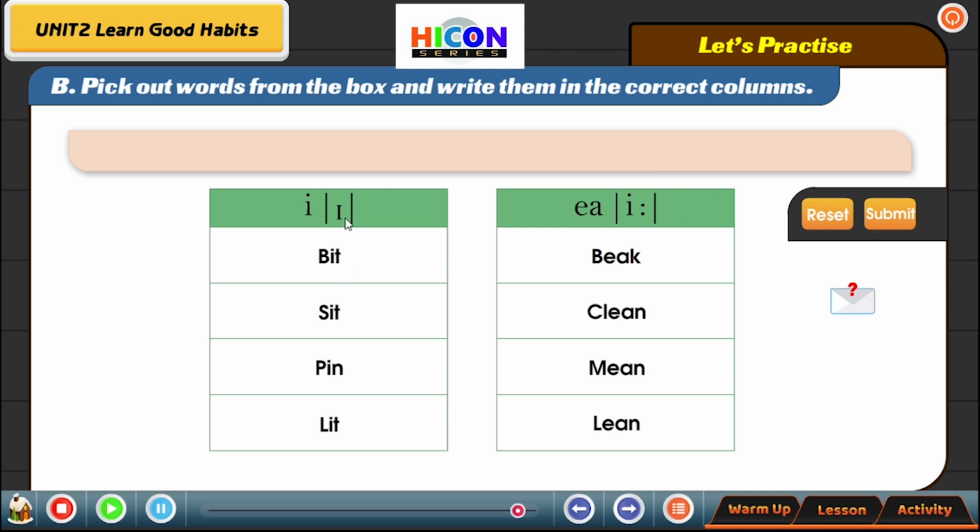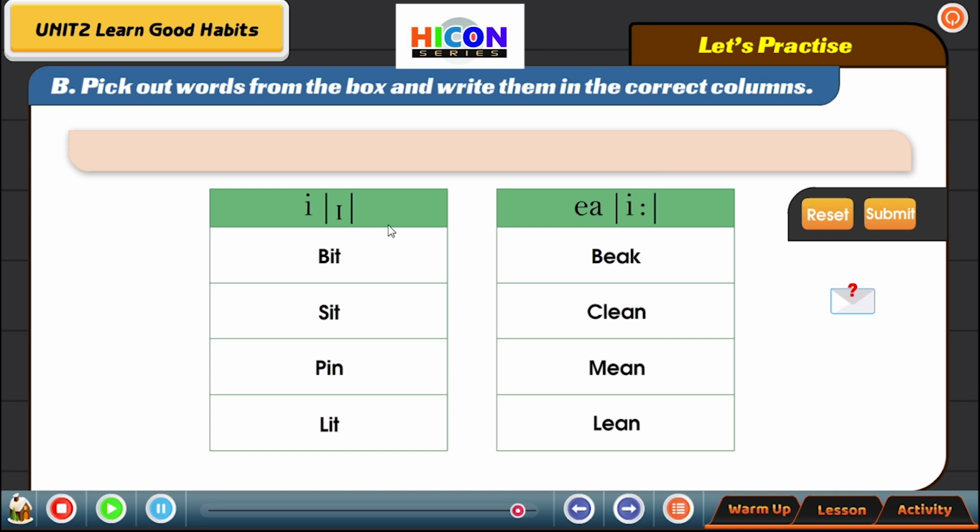So bit, B-I-T, bit has a short E. SIT, sit, has a short E. PIN, pin, has a short E. LIT, lit, has a short E. Here, BEAK, beak is a long E. CLEAN, clean, long E. MEAN, mean, long E. LEAN, lean, long E. Okay?